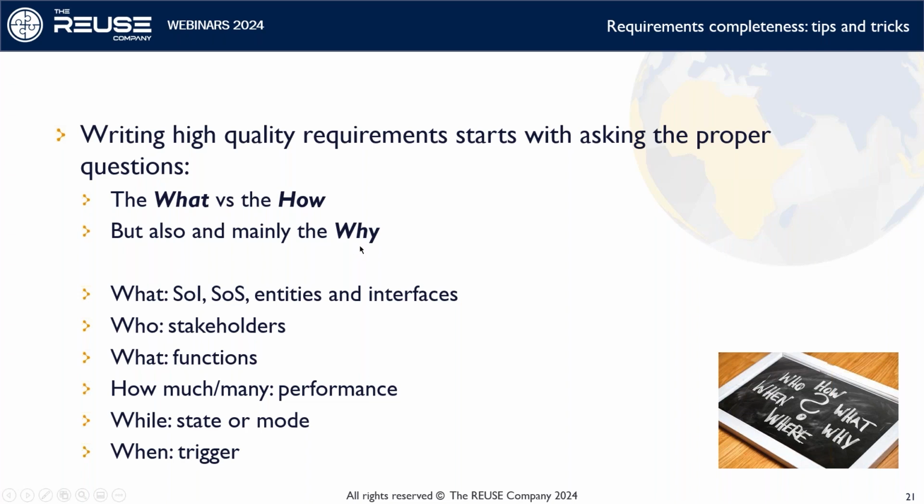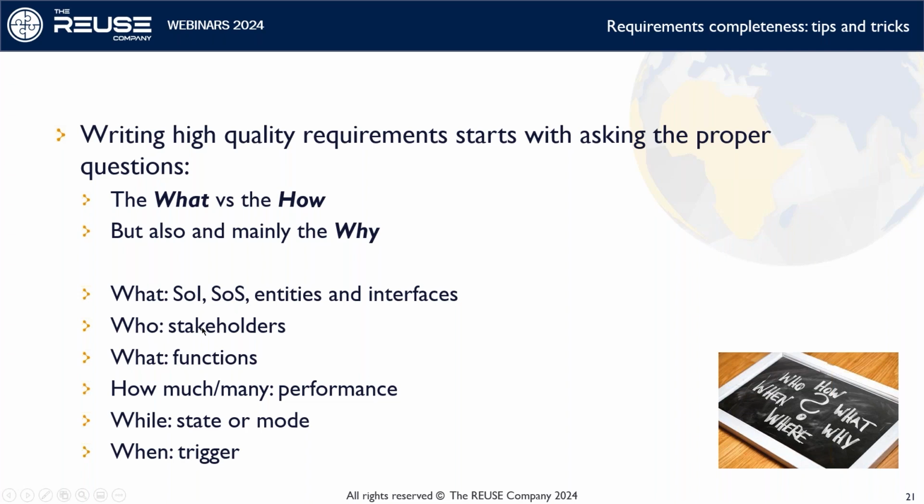The why is important to have, mainly in a separate attribute like the rationale. It helps in knowing the intention that was expected, that was intended at the beginning. So what usually refers to the system of interest, system of systems, entity or interface involved.